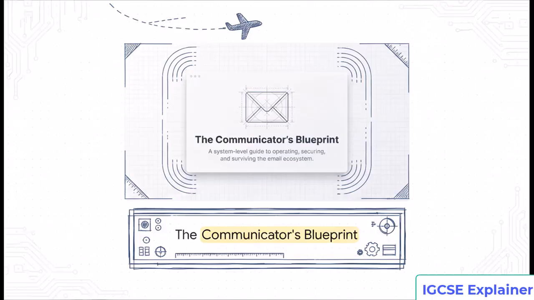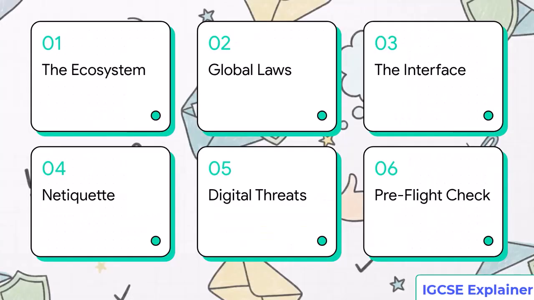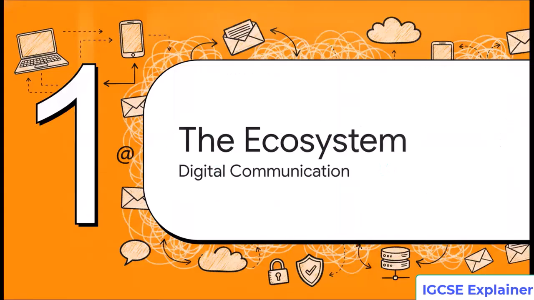Consider this your system-level blueprint to safely operate, secure, and navigate modern digital communication. To do that, we really need to understand the constraints, the mechanics, and of course, the defenses. So, here is our flight path for today. We'll hit the ecosystem, navigate global laws, master the interface, go over netiquette, tackle digital threats, and finally, run through a pre-flight checklist. All right, let's kick things off with Section 1, the digital communication ecosystem.